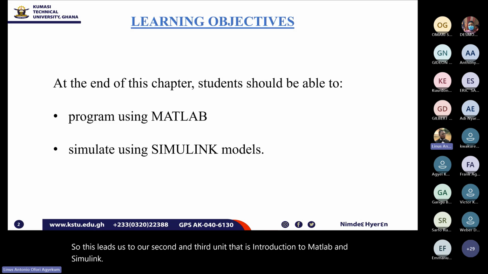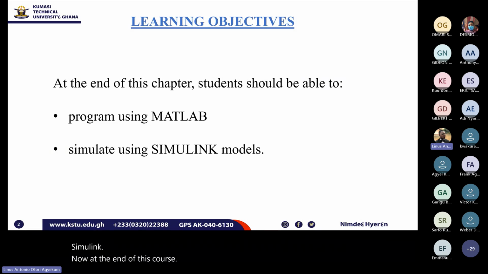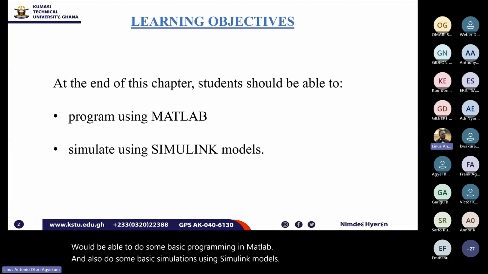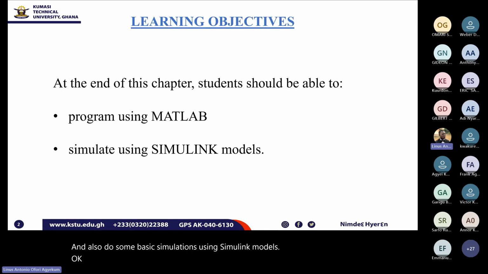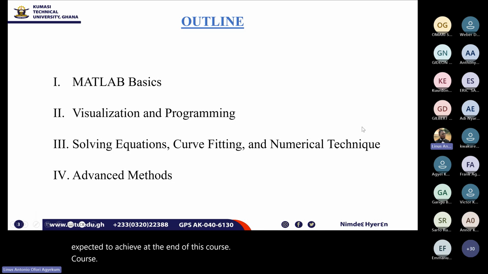Now, at the end of this course, it is expected that each student would be able to do some basic programming in MATLAB and also do some basic simulations using Simulink models. So these are the learning objectives, or learning outcomes, what we are expected to achieve at the end of this course or this unit. So this is the outline.